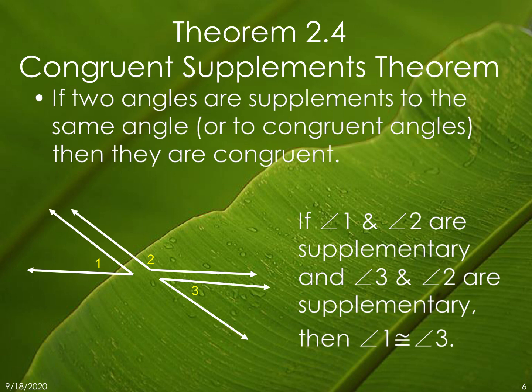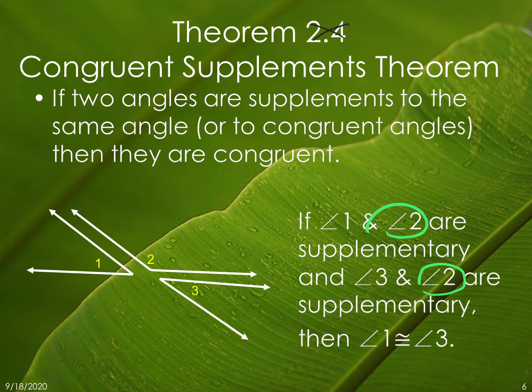The next one is called the congruent supplement theorem. Again, don't memorize the number. This one states that if two angles are supplements to the same angle or to congruent angles, then they are congruent. So the example at the bottom, you're given that 1 and 2 are supplementary and 3 and 2 are supplementary. Because they're both supplementary to angle 2, then I know that 1 and 3 are going to be congruent.